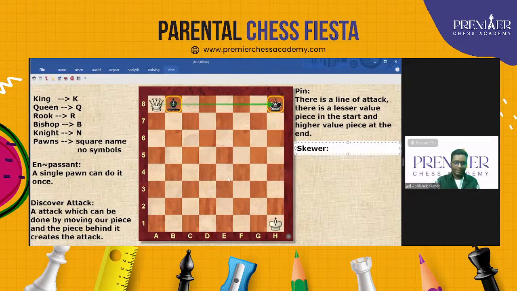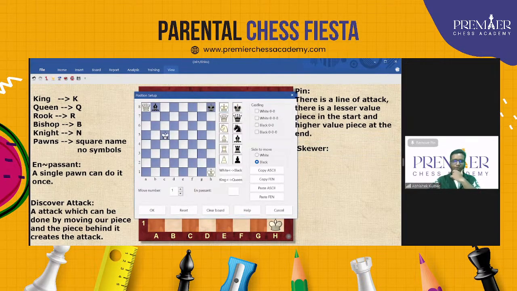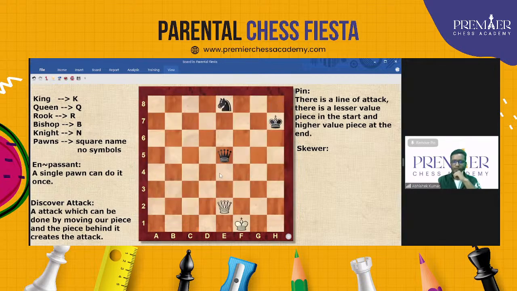For an example, let's say I'm going to arrange a position. Let's say we got a queen, and we got a king over here. We have a black queen too, and there is this knight. We have this position on board. White to move.